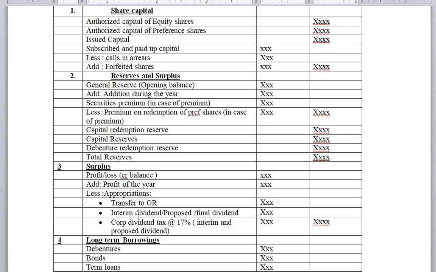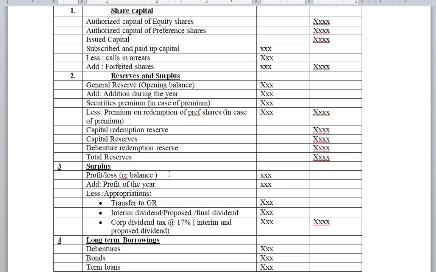Okay, and to be very careful, the corporate dividend tax of 17% on interim and proposed dividend should be calculated and subtracted from the profit. So 17% corporate dividend tax, whenever you're issuing an interim and proposed dividend, should be subtracted from the total amount of this profit.